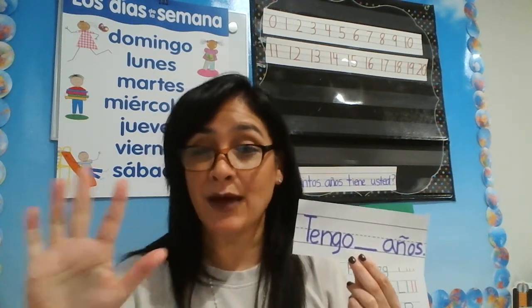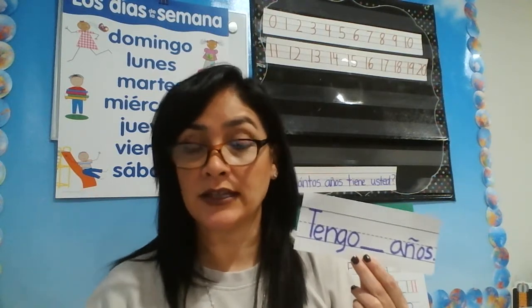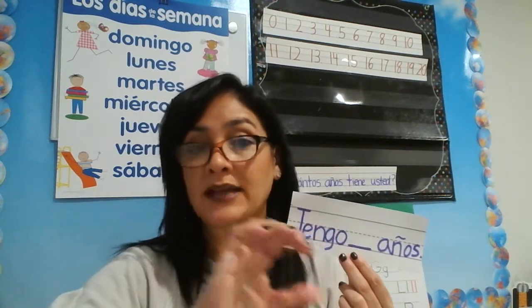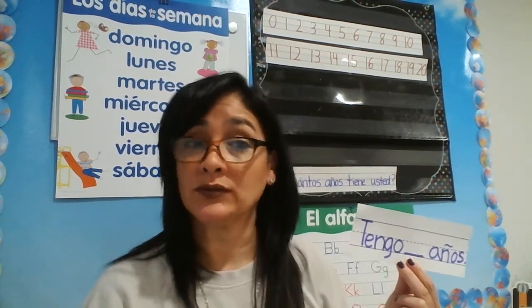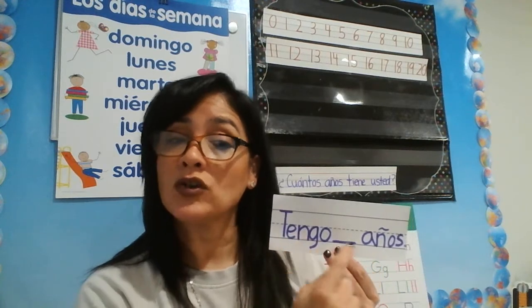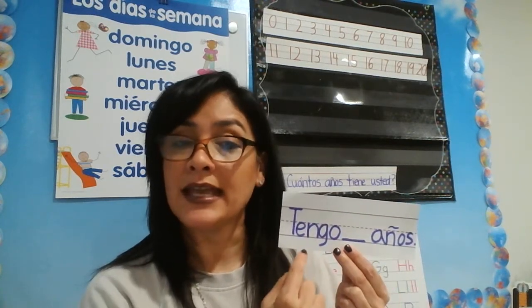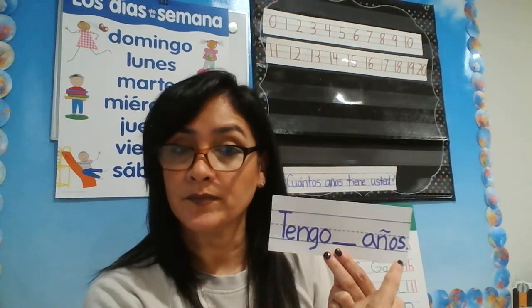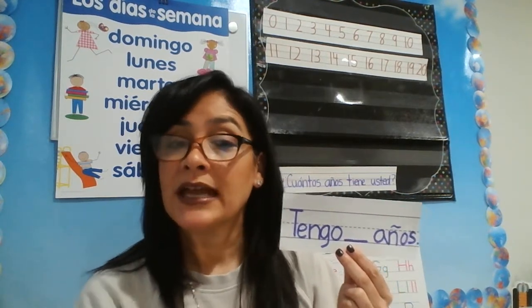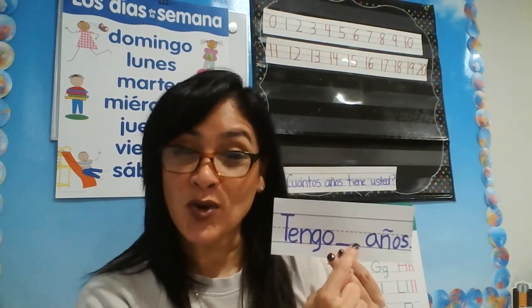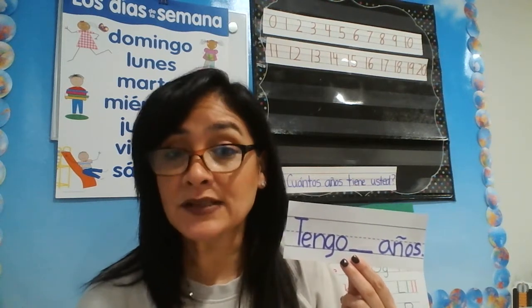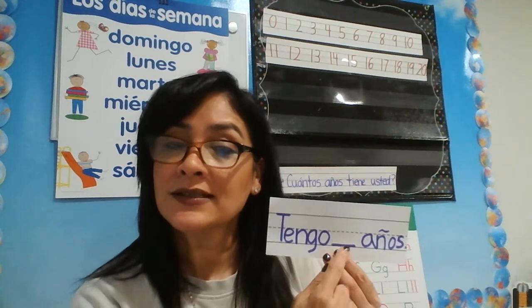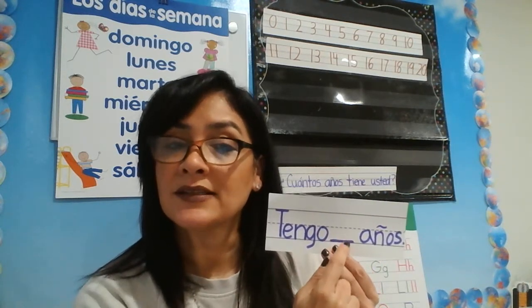Really what you're saying is I have 5 years. But we don't say that in English, so we translate it. That means we just take it back to English, but we say I am 5 years old. ¿Cuántos años tienes? How old are you? If you're 7 years old, tengo 7 años. If you're 8 years old, tengo 8 años. If you're 6 years old, tengo 6 años.